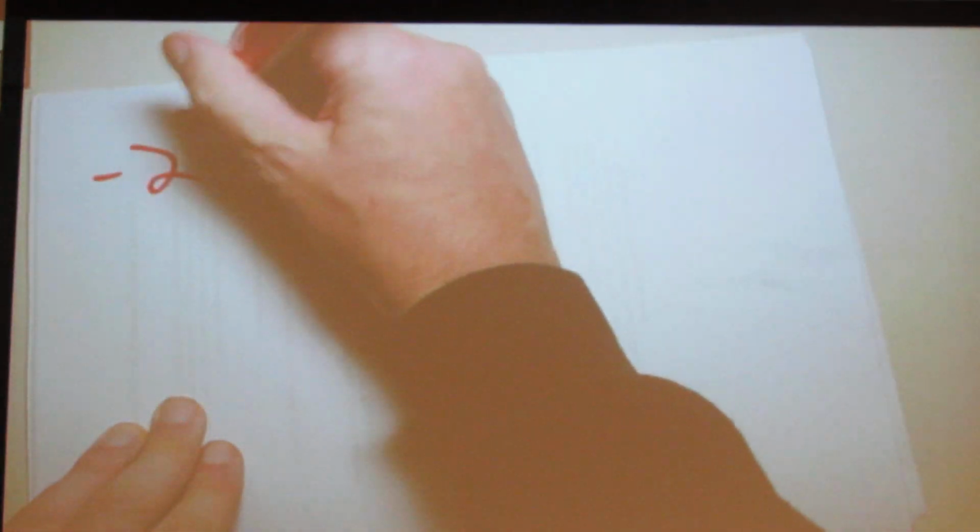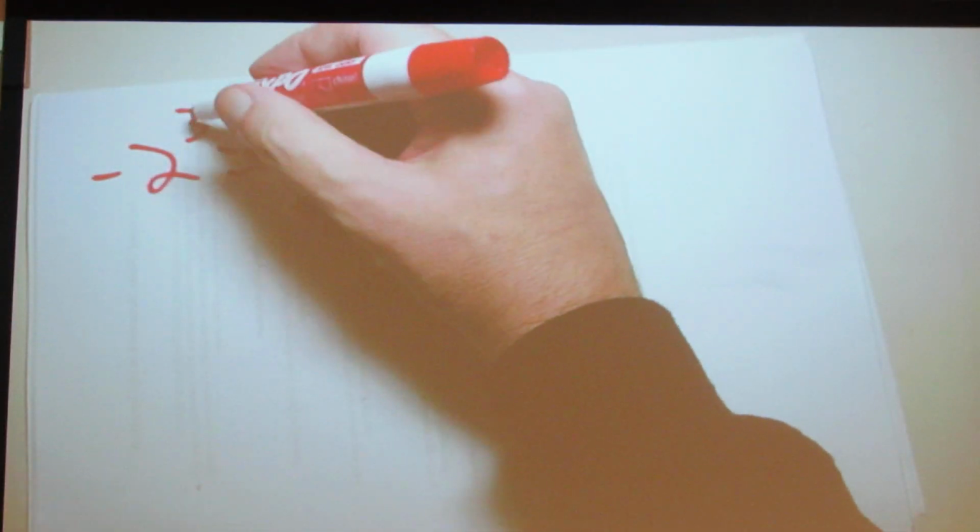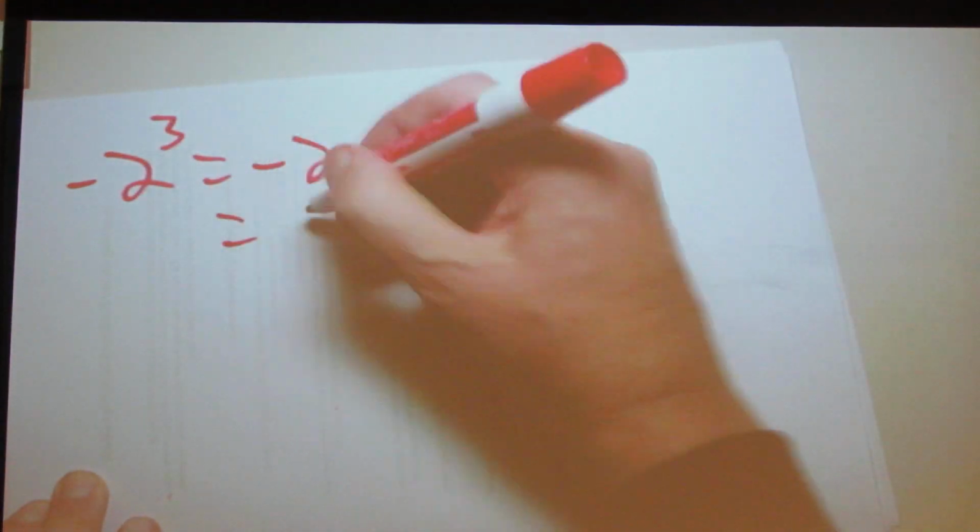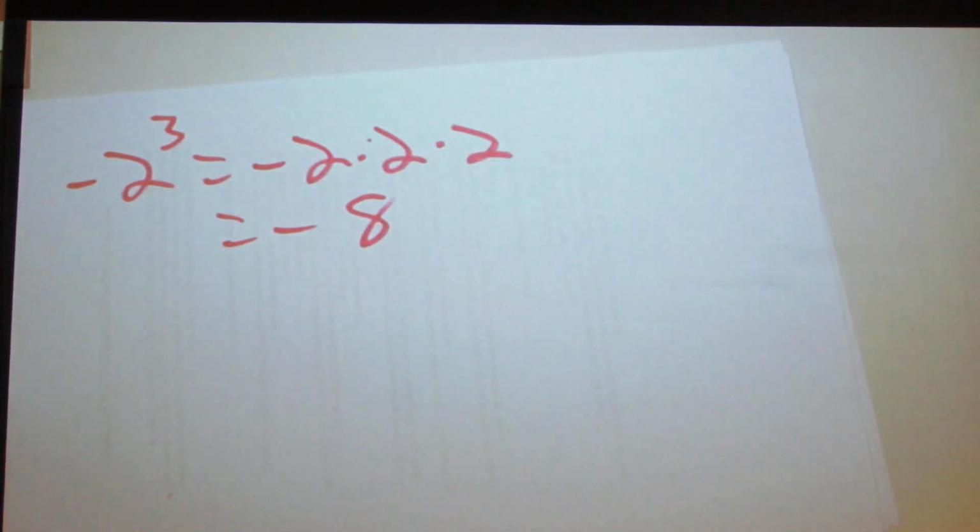Next, you're going to have something like -2 raised to the 3. So remember, this 3 is only going to affect what's right in front of it, which is the 2. So we're going to have -2 times 2 times 2, which equals -8.